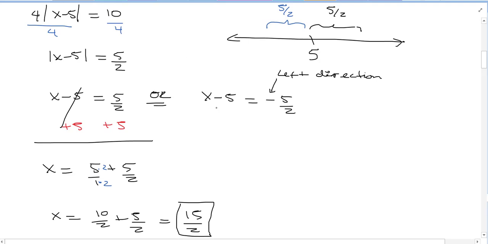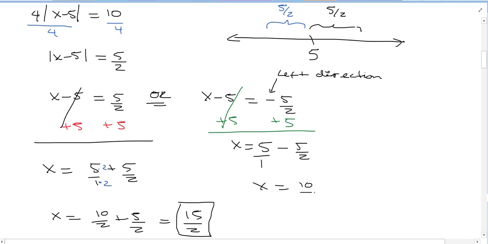Now do the same thing on this one. Add 5 to both sides. So I get x equals 5 minus 5 halves. Same thing, get a common denominator, which we already did in the first part. So this is 10 over 2 minus 5 over 2. So x is negative 5 over 2. Nope, positive 5 over 2. Right? 10 minus 5 is positive 5. And so those are our answers.